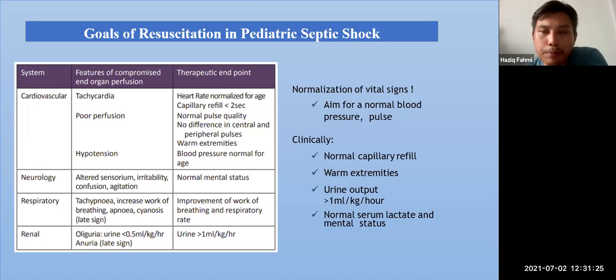Next. So next is on the goal of resuscitation in the pediatric septic shock. So based on the pediatric protocol, it is divided into systems. So first we have cardiovascular. What we want in the therapeutic endpoint is the heart rate normalized for the age of the patient, and the capillary refill time less than 2 seconds, normal pulse quality, no difference in central and peripheral pulse, warm extremity and blood pressure normal for age. For neurology, the therapeutic endpoint is the normal mental status. For respiratory, improved work of breathing and respiratory rate. And lastly, for renal, expect urine of more than 1 ml per kilo per hour. Next.